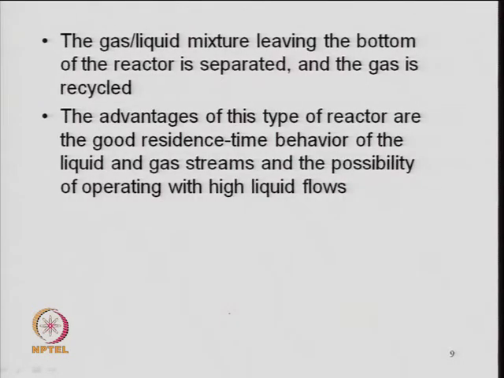So, let us talk more about this trickle bed reactor. In this trickle bed reactor, the gas and liquid mixture leaving from the bottom of the reactor is separated. This is just like a packed bed reactor, otherwise it is similar to a packed bed reactor. The only thing is that your liquid flow rate is very low. So, the liquid just trickles on the surface of the solid, just like when you put some water on a ball in a thin film. So, water will spread like this. Whatever product you get is separated and then the unreacted one is recycled.